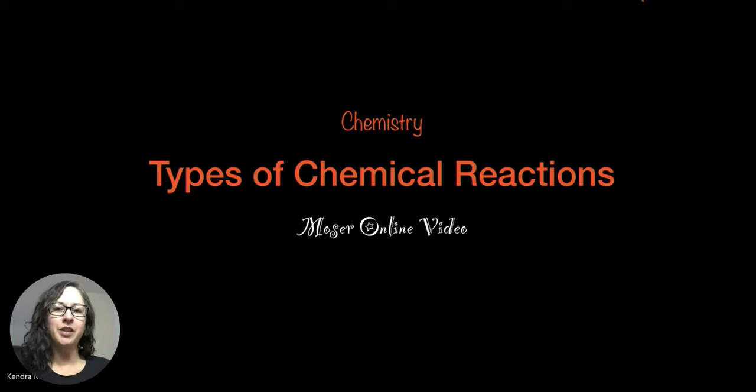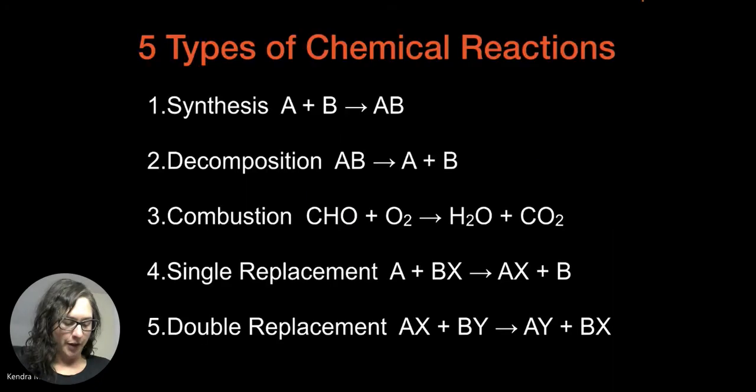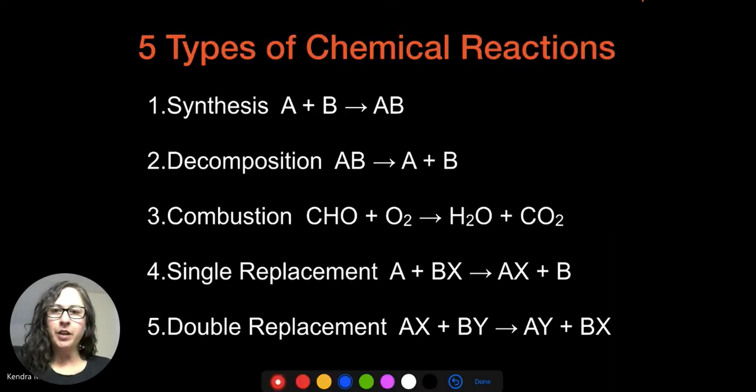Hello and welcome to this video on types of chemical reactions. So there are 5 major types of chemical reactions. The first one we're going to talk about is going to be synthesis. Synthesis is where we have individual things that we're going to combine into one larger compound or molecule. Decomposition is kind of the opposite of that. So now we have one thing and we're going to break it apart into 2 different things.